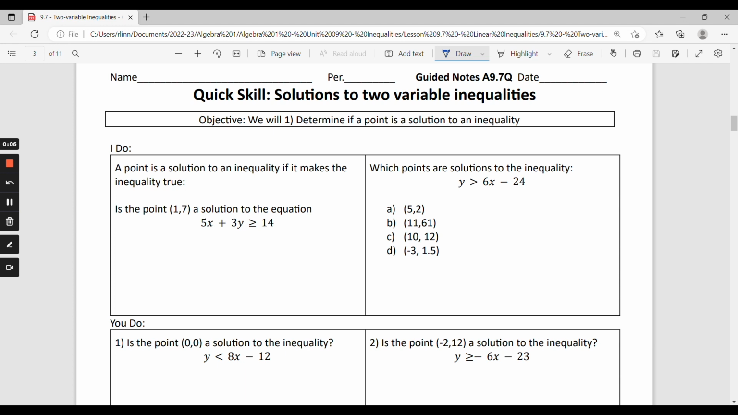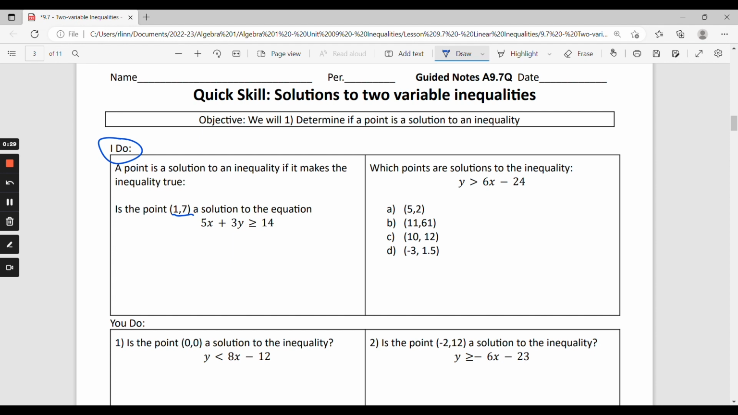All right, so our quick skill that we've got today is solutions to two variable inequalities. So let's go ahead and get started with our first I do problem here. A point is a solution to an inequality if it makes the inequality true. So our point that we have here, the ordered pair (1, 7).